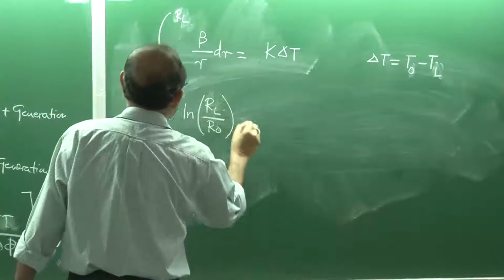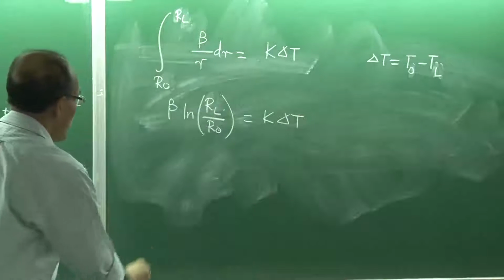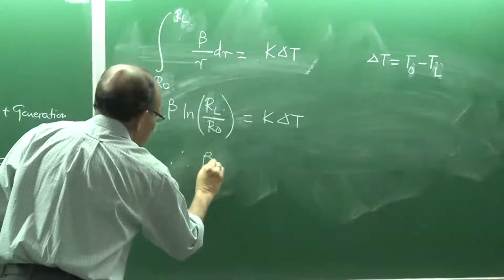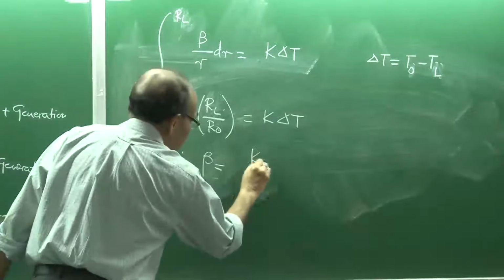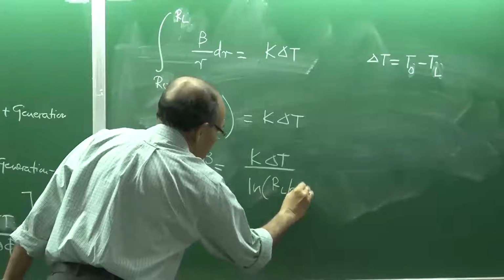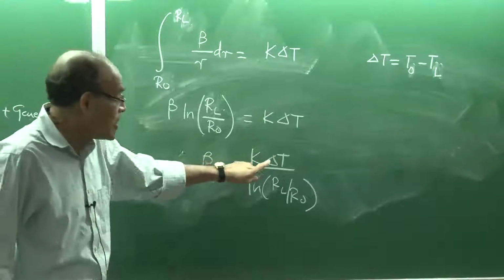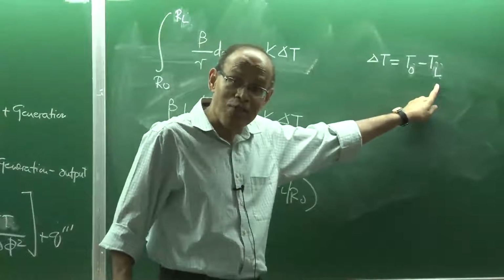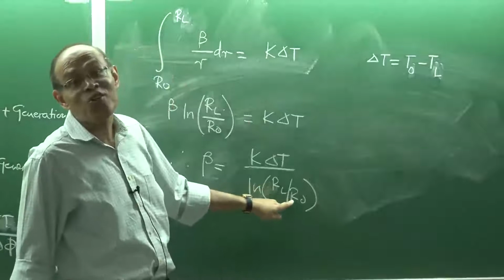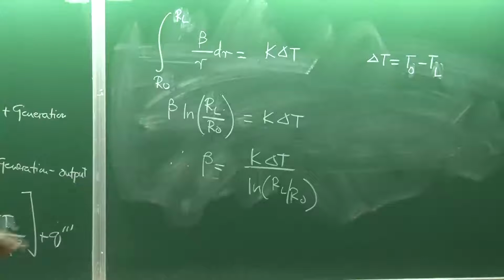is equal to K times delta T. So therefore, beta, which is constant, comes out to be K delta T over ln RL by R0. Note that beta is a constant, my thermal conductivity is a constant, delta T are the boundary temperatures which are also given and constant, and RL and R0 are also constant. So therefore, this entire term is equal to constant, and now I should be able to find out what that thermal expression is here.